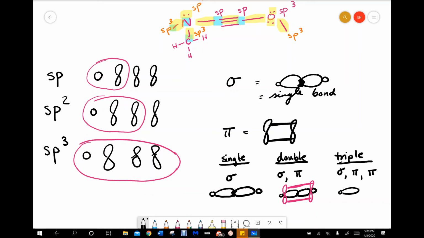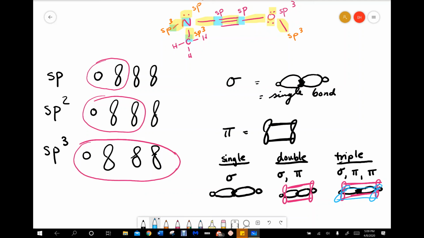So we'll have our sigma bond in the middle with those hybrid orbitals. We have 1 set of p orbitals going up and down. And then the other set of p orbitals, if you can imagine, are coming in and out of the plane. So think of them sticking in and out of the paper here.